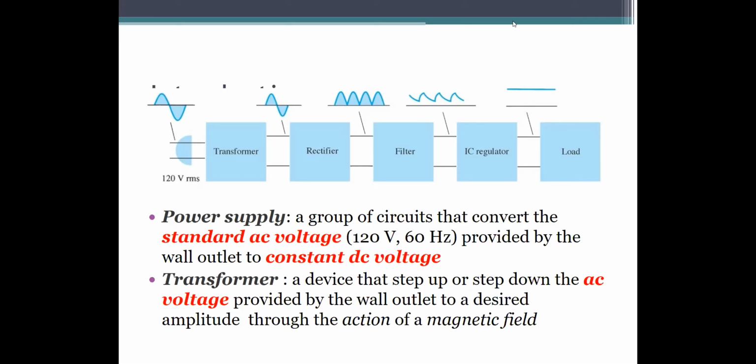First is transformer, next is rectifier, third one filter, then IC regulator, and the last one is load. So transformer: a device that steps up or steps down the AC voltage provided by the wall outlet to a desired amplitude through the action of a magnetic field.